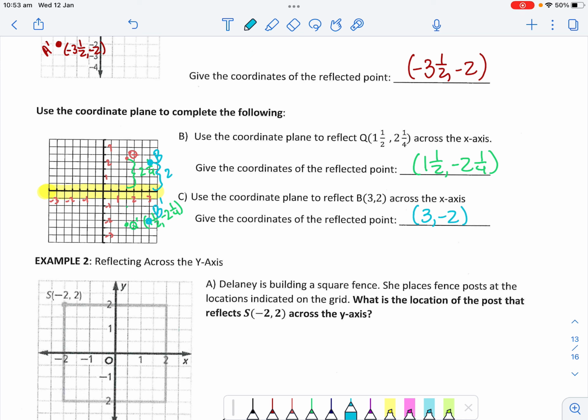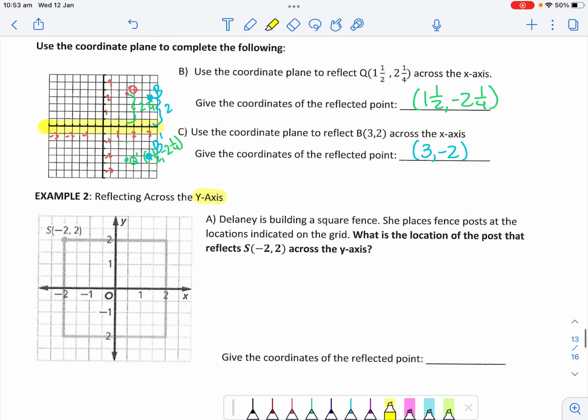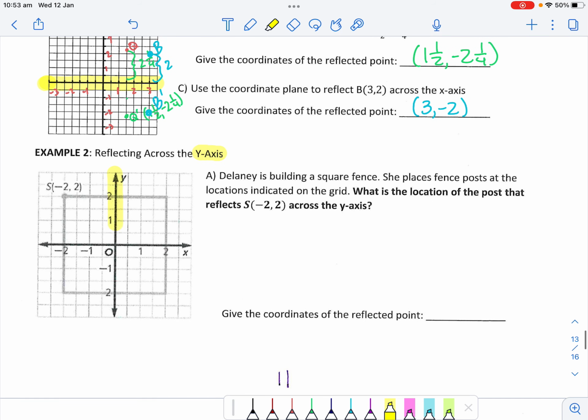In example 2, I'm going to reflect across the y-axis. So this time when I highlight the axis that I'm reflecting over, it's going to be the up and down axis. So this says Delaney is building a square fence. She places fence posts at the locations indicated on the grid. So here are my 4 fence posts, 1, 2, 3, 4. What is the location of the post that reflects S (-2, 2) across the y-axis?